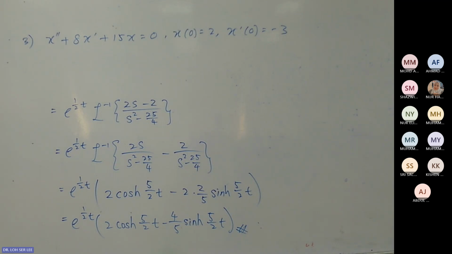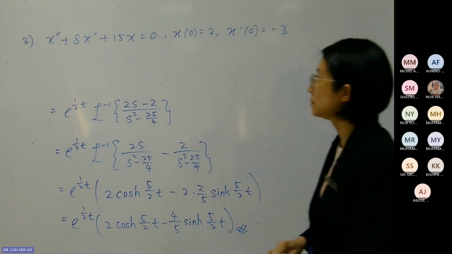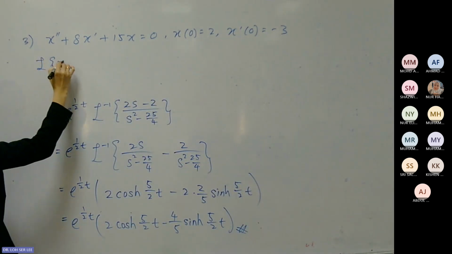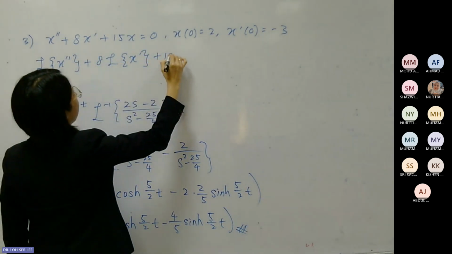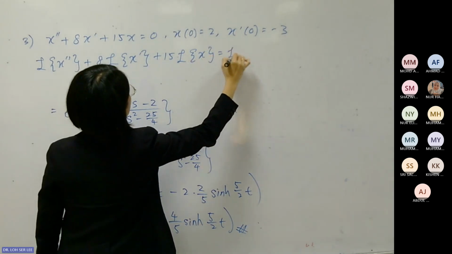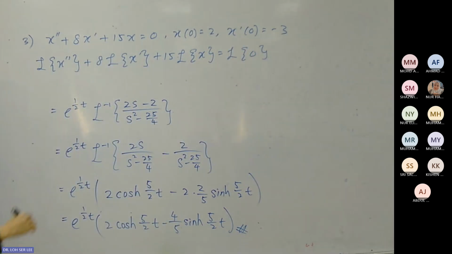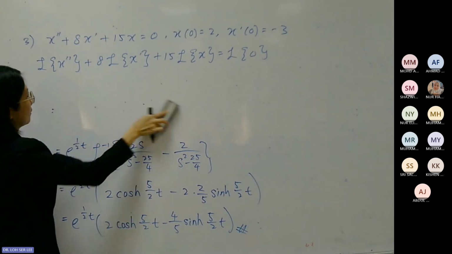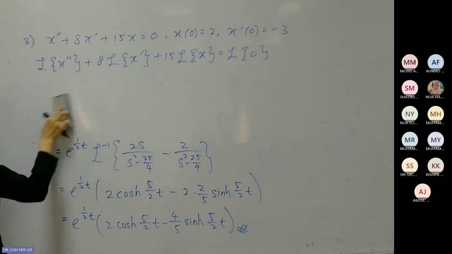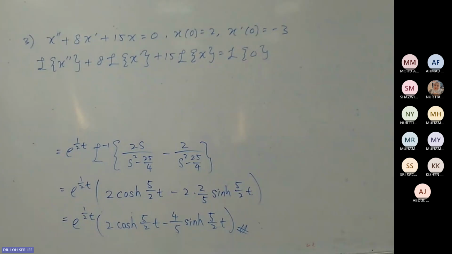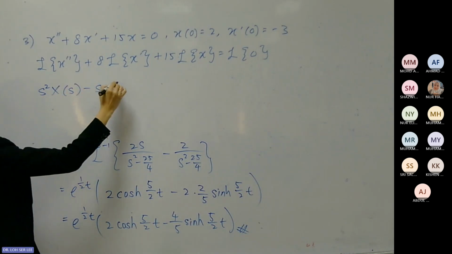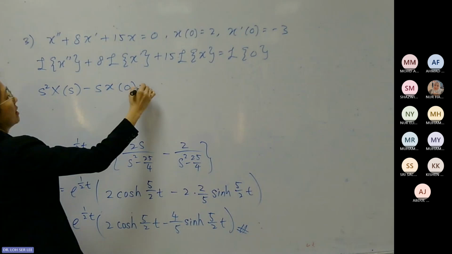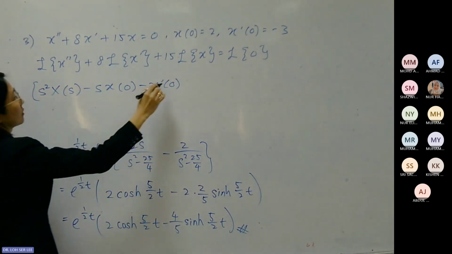But we have to know how to use it. Okay, Laplace transform every term. Double prime becomes s squared X in s minus s x in 0 minus x prime in 0.